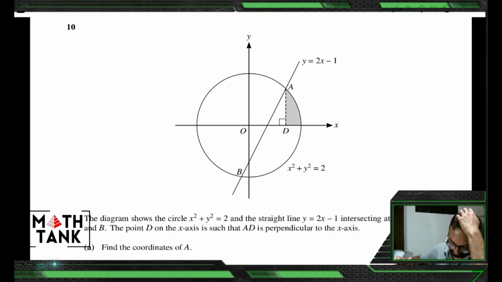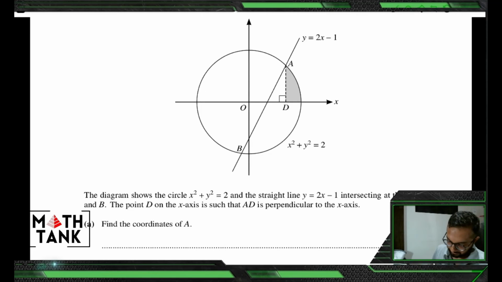Question 10. The diagram shows a circle and the straight line y equals 2x minus 1 intersecting at the points A and B. The point D is on the x-axis such that AD is perpendicular to the x-axis. Find the coordinates of A. Okay, so I have the circle, I have the line. If I just want to find the coordinates of A, I can just solve them simultaneously.